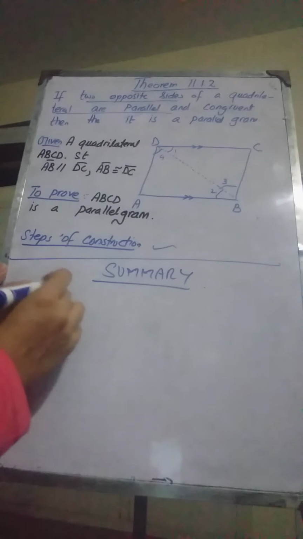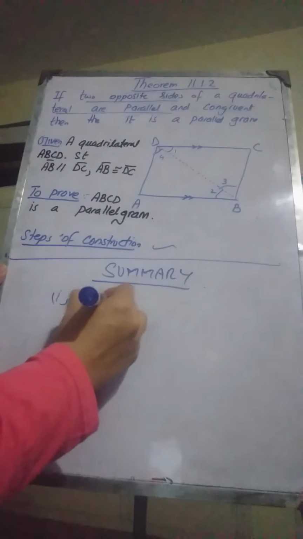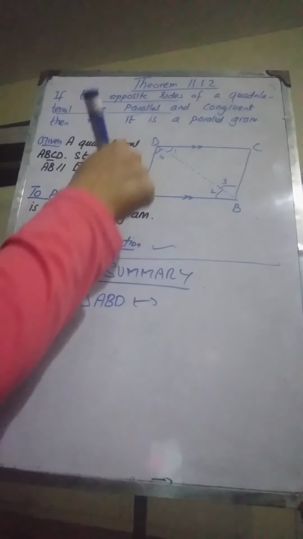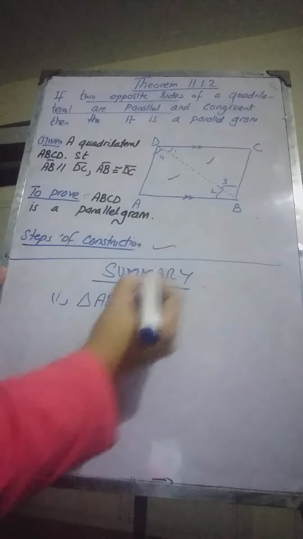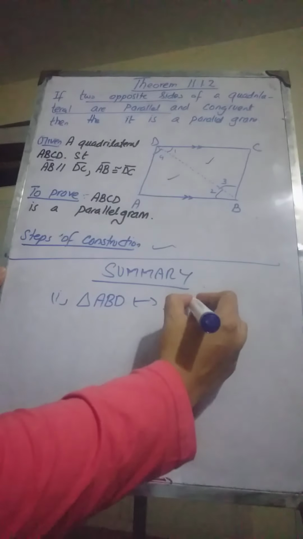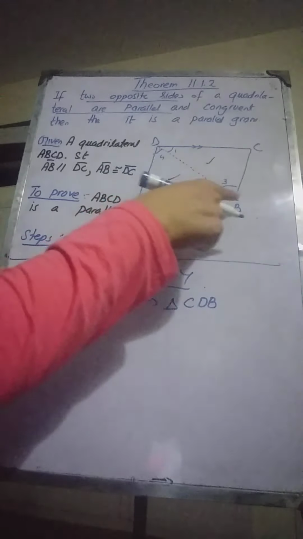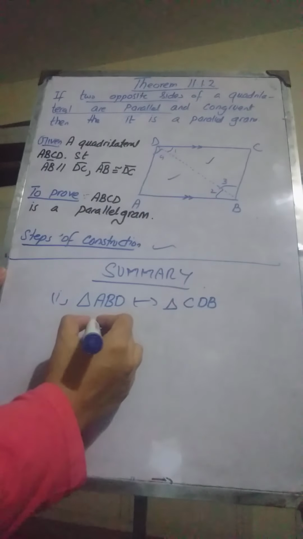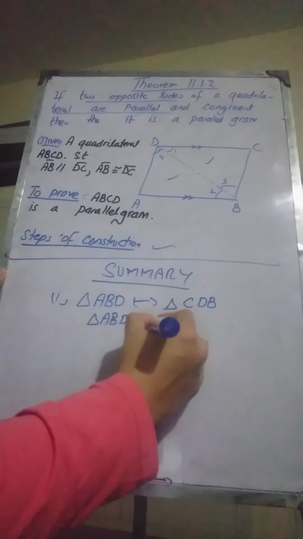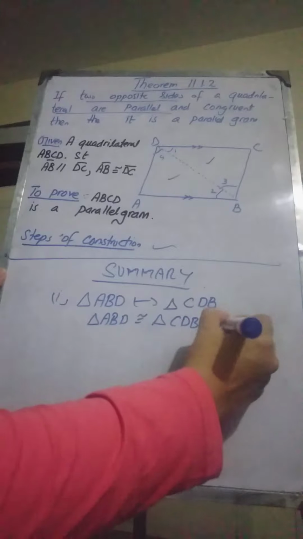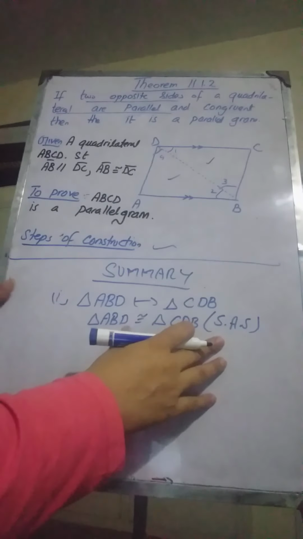The summary of this theorem. First of all, we are going to take triangle ABD and triangle CDB, these two triangles, we are going to take the correspondence between these two triangles, ABD and CDB, and we are going to prove them congruent by using the SAS postulate. This is the first step we are going to do.